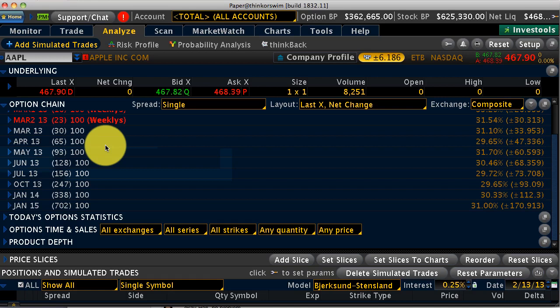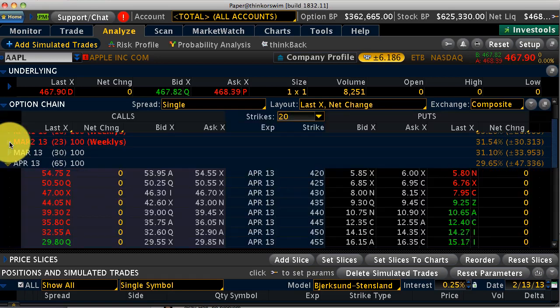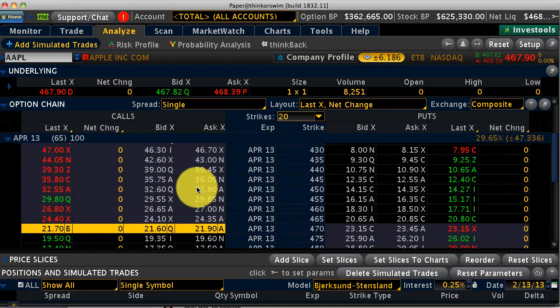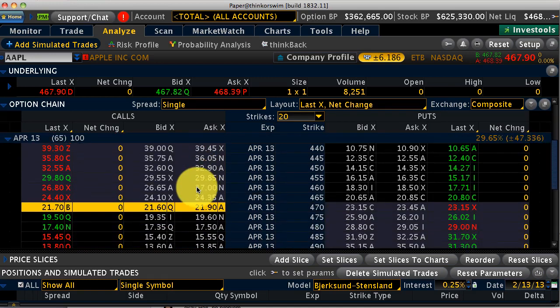In our case, if we are bullish, we're going to buy a call option, and then you have to select the time frame. So if you're confident of Apple making a strong move to the upside in the next 65 days, then you would go into the April series. And then again, once you do that, you have another set of choices. What kind of an option will you buy?